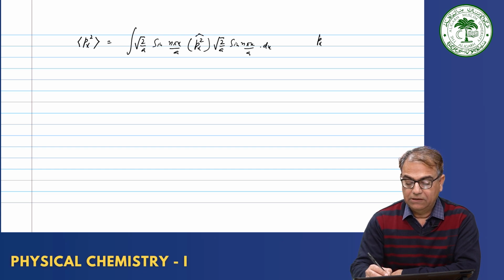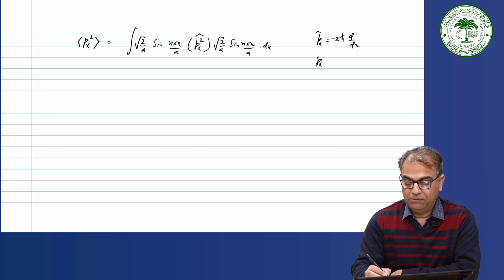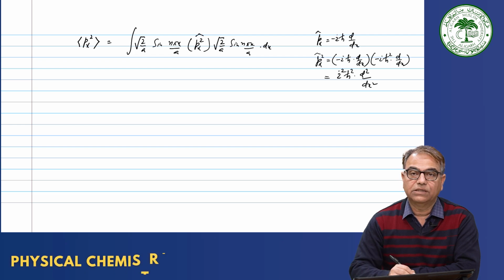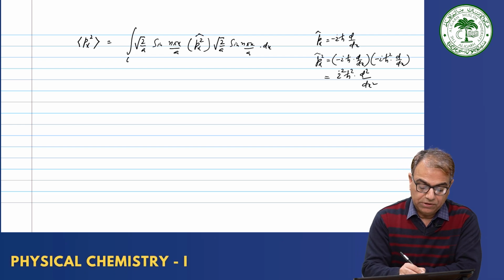Now what is px? The momentum operator is minus i h cross d/dx. So what will be px square? It will be minus i h cross d/dx, multiplied by minus i h cross d/dx. So minus minus will be plus, and then you will have i square h cross square d square by dx square. Okay.